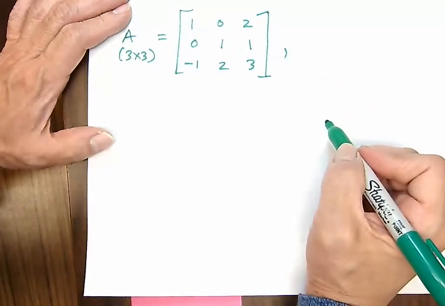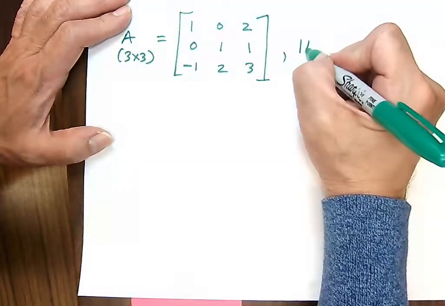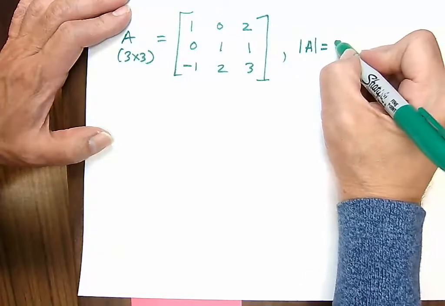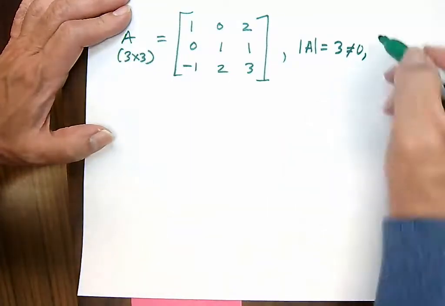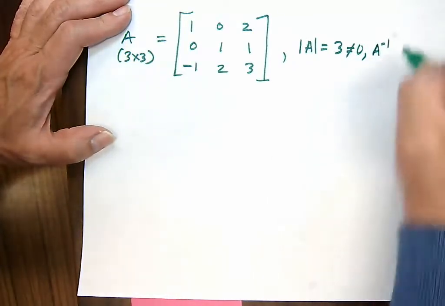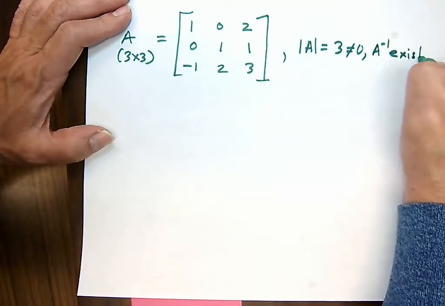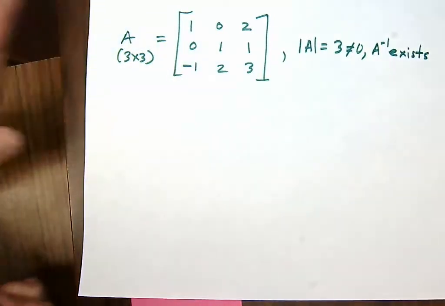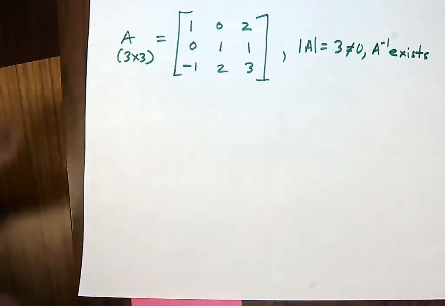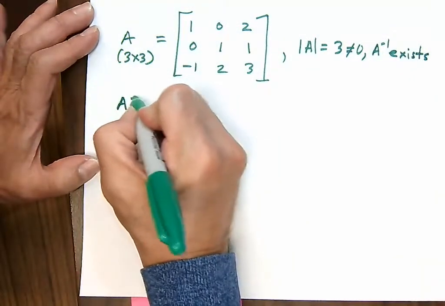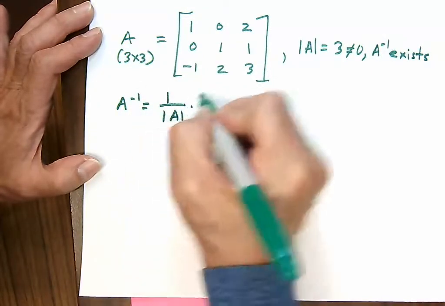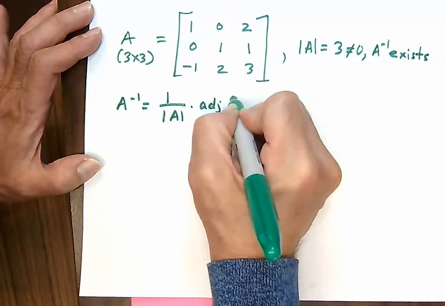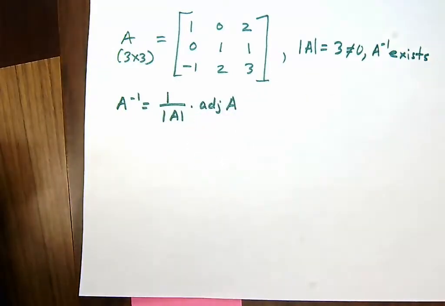And the third row elements were -1, 2, and 3. We showed in the earlier video that the determinant of this A matrix was equal to 3, which was not equal to 0, and therefore we know that the inverse of that A matrix does exist. And how do we find it? Recall that the formula for the inverse of the A matrix was 1 over the determinant of A times the adjoint of the A matrix, which was just the transpose of the cofactor matrix.